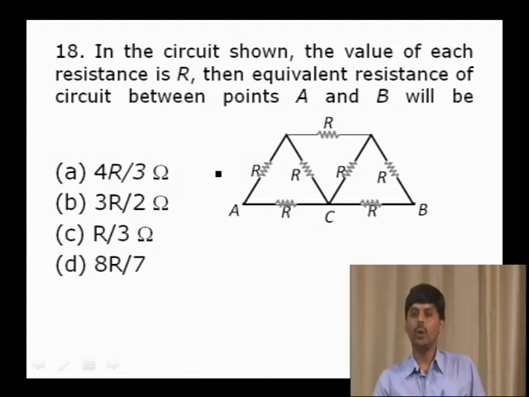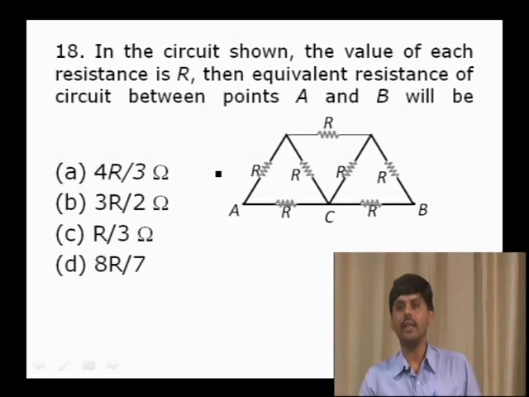In the circuit shown, the value of each resistor is R. They were not providing the value of the resistor, simply they were given R. Then the equivalent resistance in the circuit between the points A and B will be: option A, 4R by 3 ohm; option B, 3R by 2 ohm; option C, R by 3 ohm; option D, 8R by 7 ohm.